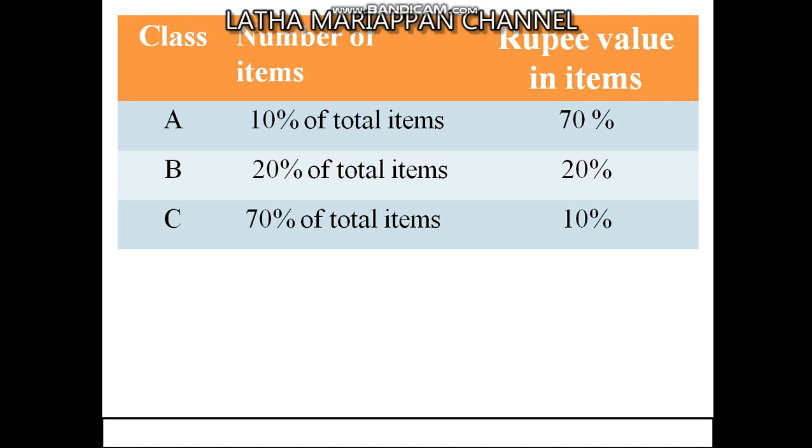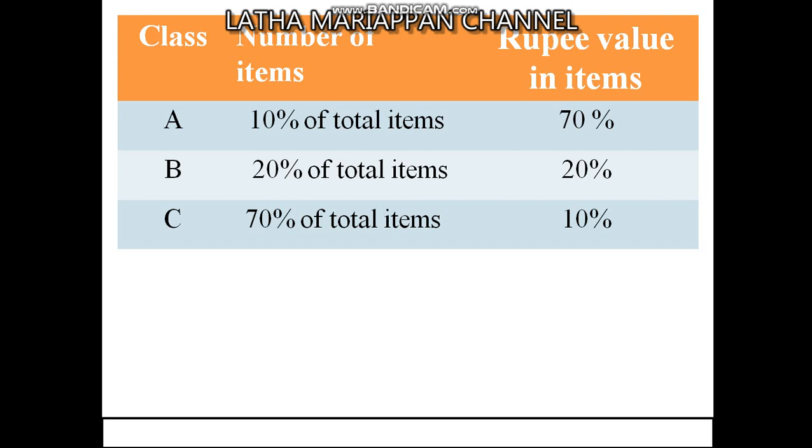The number of items for A category is only 10% of total items, B you have to take 20% of total items, and C 70% of total items. The rupee value of items for A is 70%, B is 20%, and C is 10%.